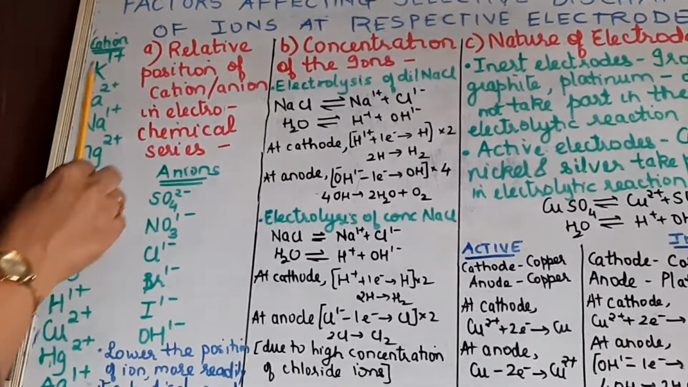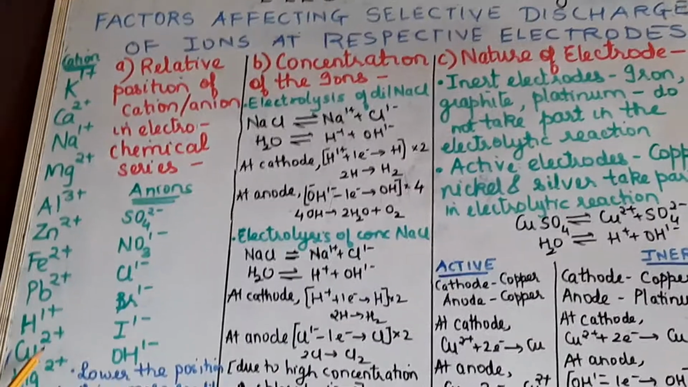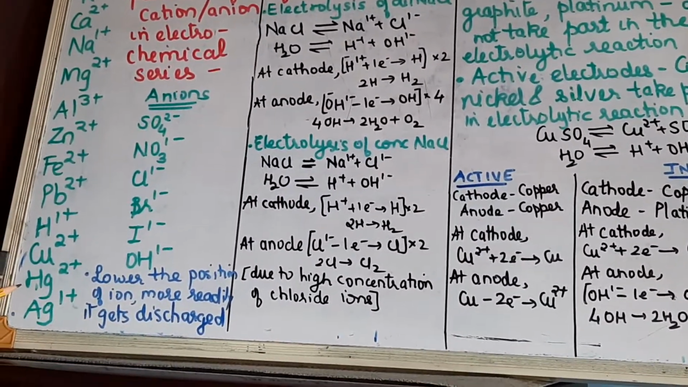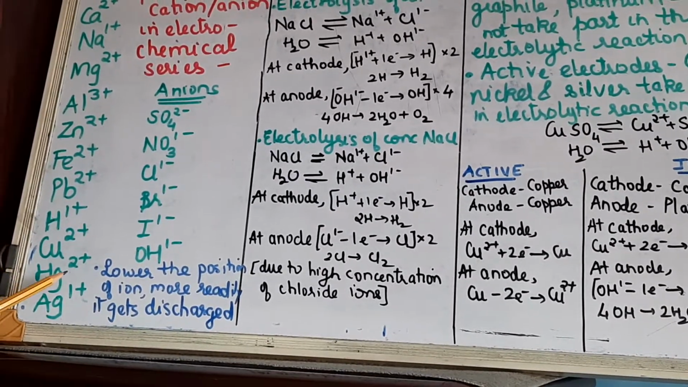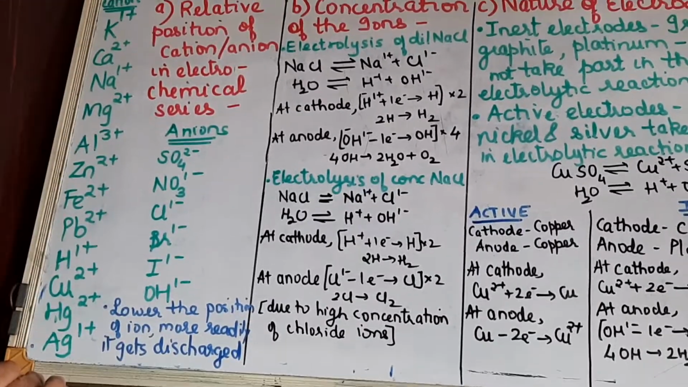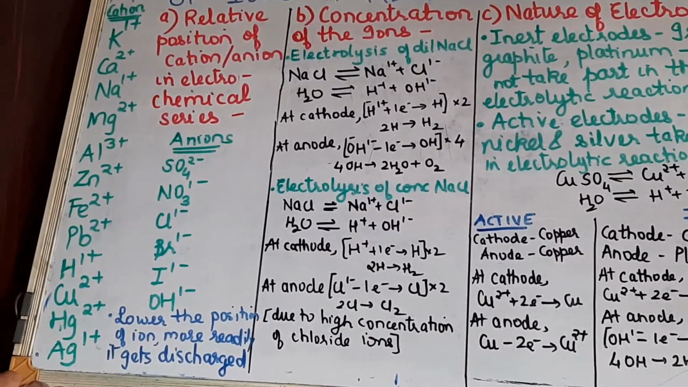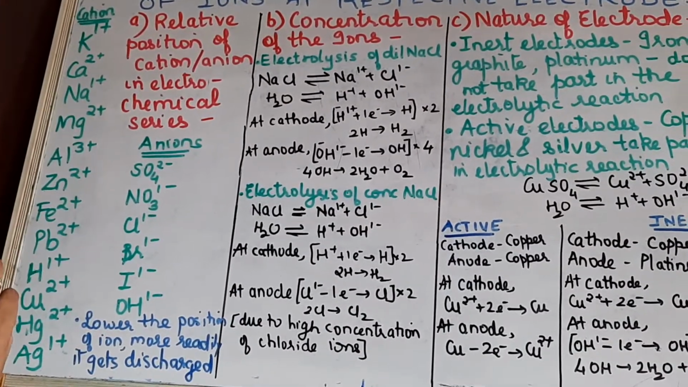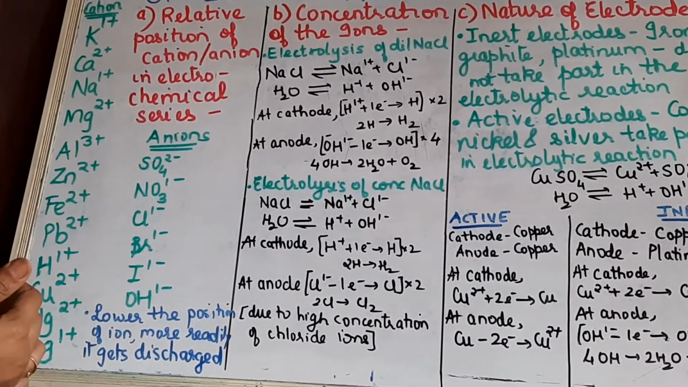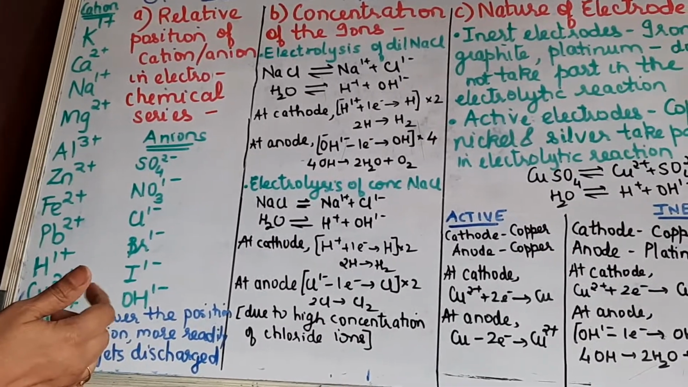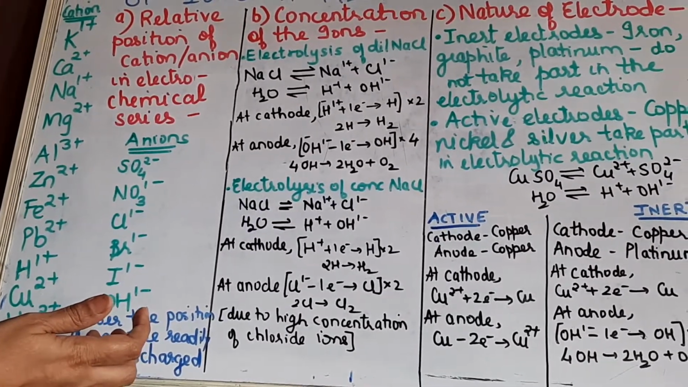Now as per this electrochemical series, you have to understand that the lower the position of the ion in the electrochemical series, the more readily it will get discharged, meaning more readily it will get converted into the neutral atom. Why that is so, just try to understand. The ones at the top of the series are highly metallic. Highly metallic means they have a tendency to readily lose electrons and form electropositive ions.